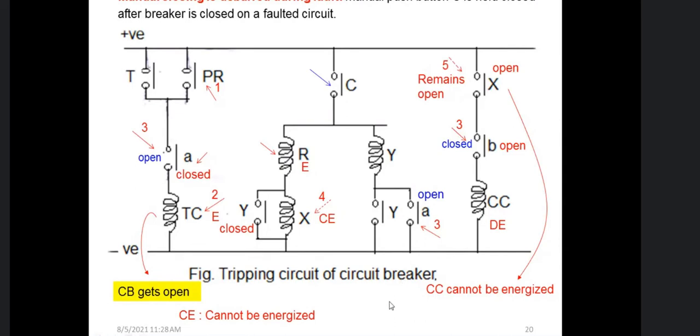Ma'am, what's the function of the Y switch on the Y coil side? I mean, there are two short circuit paths. Yes, ma'am. It cannot be energized. I do not know actually. I have to explore that one. I have never thought about that.